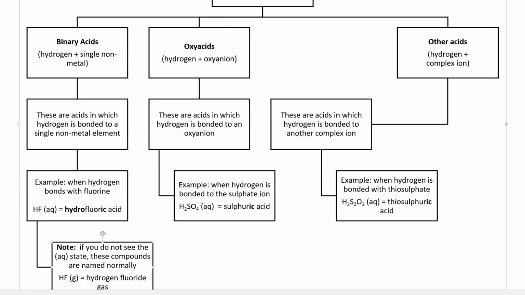For example, hydrogen bonded to the sulfate ion is called sulfuric acid. Note here that there's no hydro prefix. Hydro is the prefix that we use when it is a binary acid, but for oxyacids, there's no prefix. We just say sulfuric acid. Then we can also have other acids where we have hydrogen in some complex ion, and we just take the ion name and add ic to the ending. So when hydrogen is bonded to the thiosulfate ion, we just say thiosulfuric acid. It seems a bit complex, but you should be able to get a hang of it.